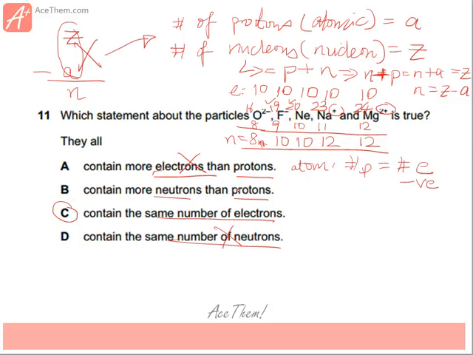Do they contain more neutrons than protons? We'll see. 8 is not more than 8. So that's already wrong, the first one. So the correct answer is C.